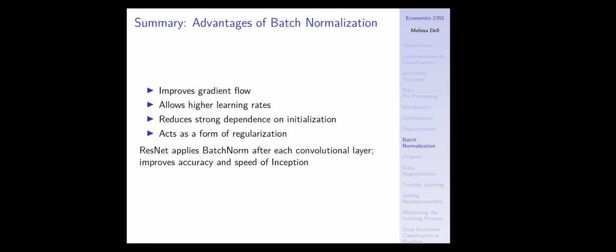ResNet applies batch norm after each convolutional layer, and some people say that this is as important as the residual connections in explaining why they're able to get such an incredibly deep network. Remember, you jump from VGG with like 19 layers and GoogleNet with 22 layers to ResNet with 152. It also helped to improve the accuracy and speed of the GoogleNet Inception model. The first author on the batch norm paper is the same as the first author on GoogleNet, I think, so probably it was developed in part to try to make GoogleNet work better.